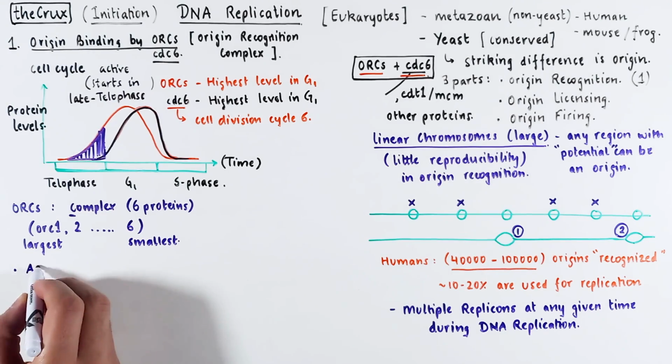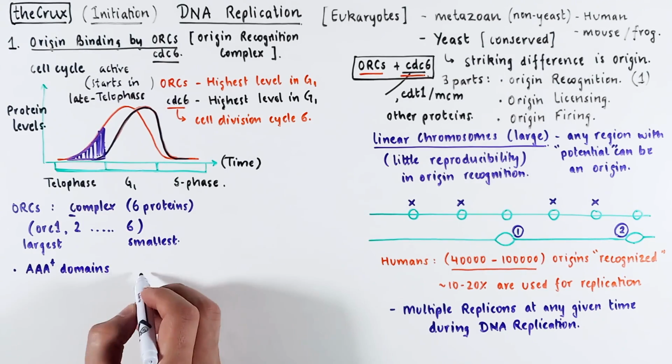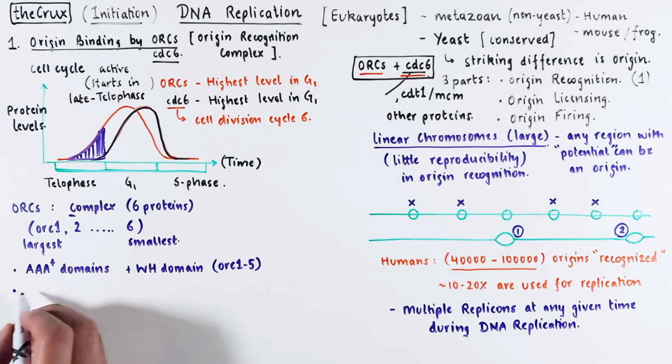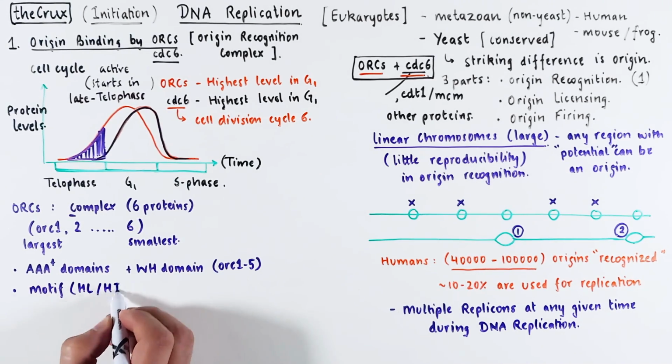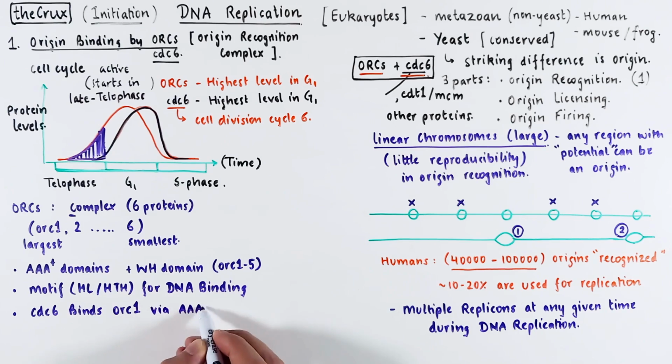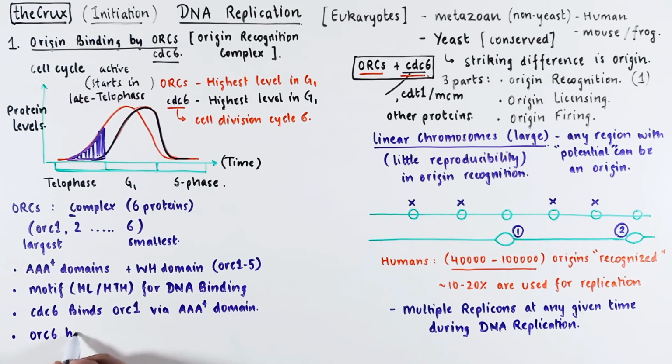Most of the ORCs have ATPase domains and winged helix domains for DNA binding. They also have helix loops and helix-turn-helix structures for DNA binding. cdc6, as we will see later, binds to these ATPase domains of ORC1 specifically. And something to note is that ORC6 has a TFIIB-like domain. I hope you remember TFIIB from the promoter recognition in eukaryotic transcription videos.